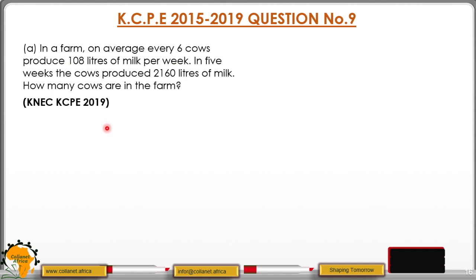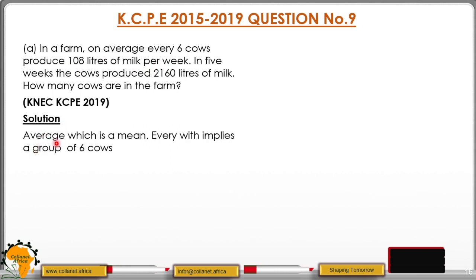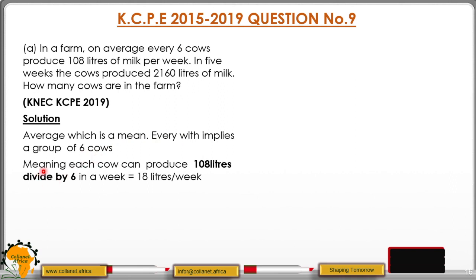Good to understand that. Solution: average, which is a mean, implies a group of 6 cows. So every 6 cows, a group of 6 cows, meaning each cow can produce 108 liters divided by 6 in a week. That is 108 divided by 6, you get 18 liters of milk per cow per week. So 1 cow, 18 liters for 1 week.